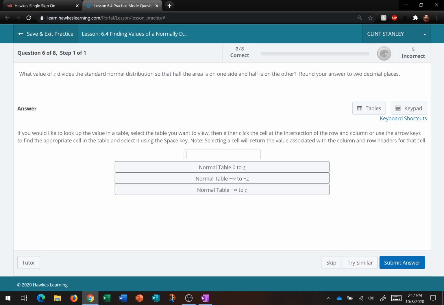What value of z divides a normal distribution in half? What value of z is in the middle? Okay, we got negative numbers on the left side, positive numbers on the right side, so what z value is in the middle? I'll leave that to you.